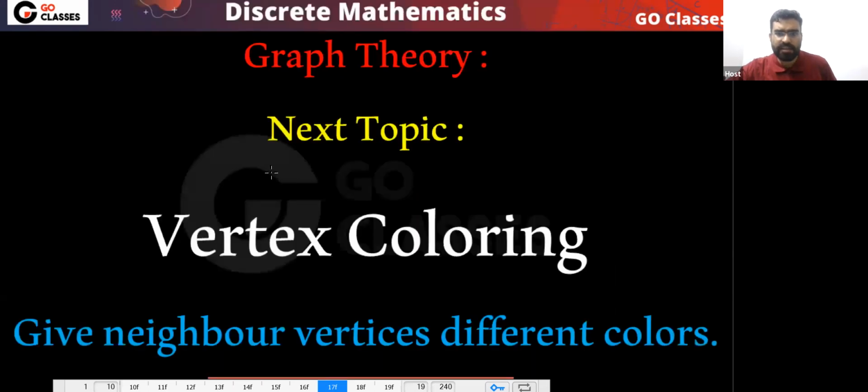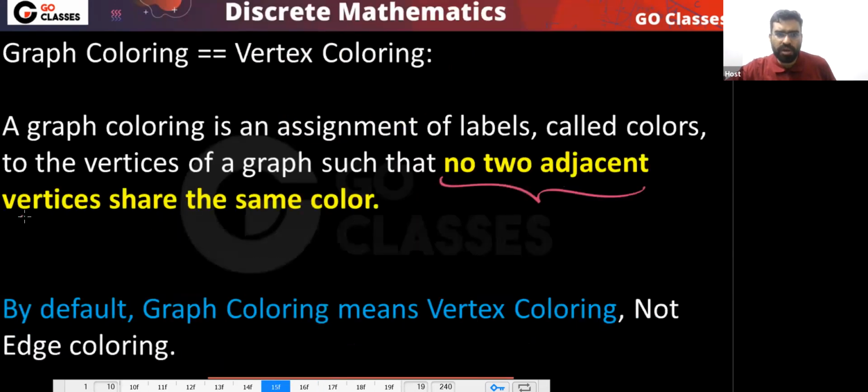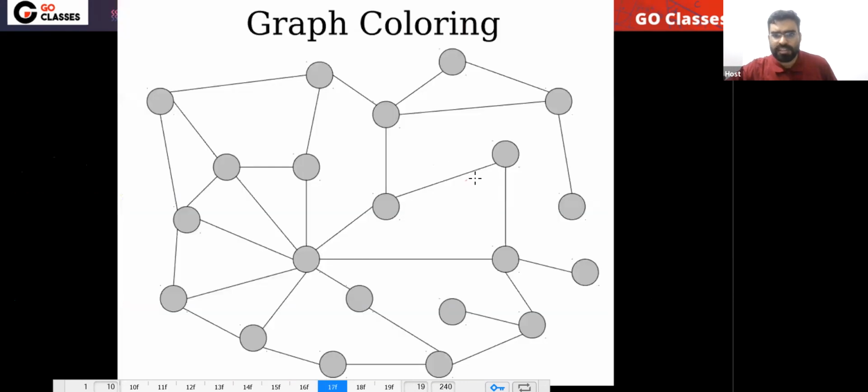Graph coloring means, read the definition, no two adjacent vertices should get the same color. We only care about adjacent vertices. We don't care about non-adjacent vertices. If two vertices are non-adjacent, like this vertex and this vertex, we don't care about them. They can get the same color or they can get different colors. But the adjacent vertices, they should get different colors.